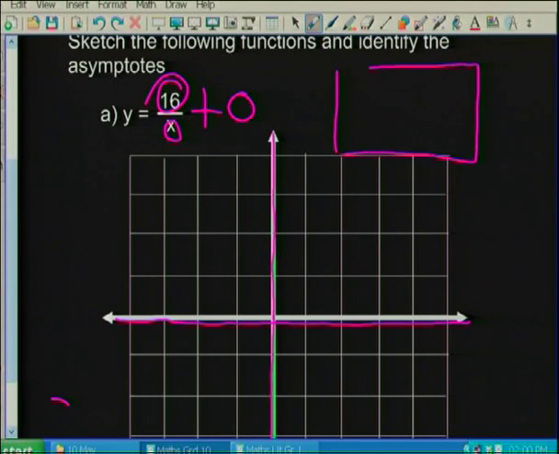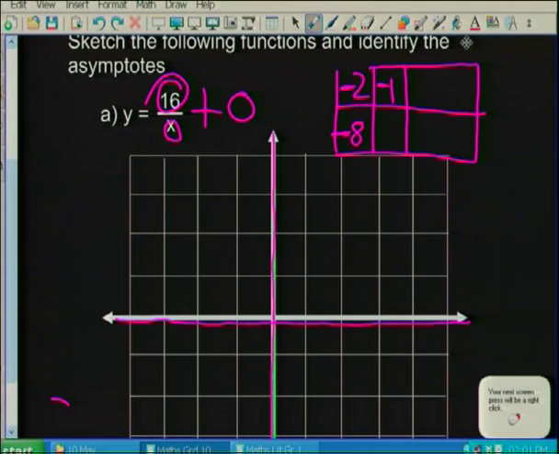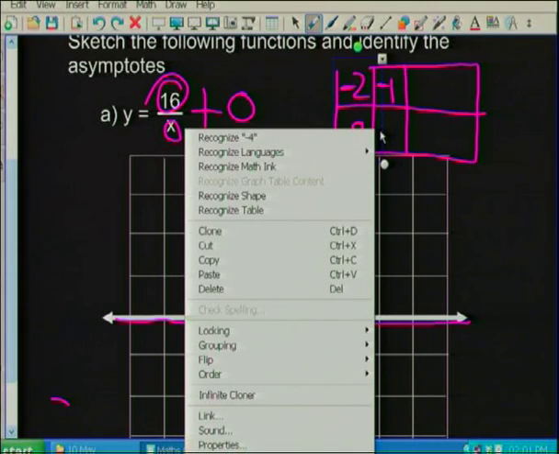I'm going to make sure that my table includes negative and positive x values. So let's see. Starting off with x is equal to minus 2. If x is equal to minus 2, I substitute minus 2 in the place of x. I get 16 divided by minus 2, that's minus 8. If x is equal to minus 1, my y value is minus 16.